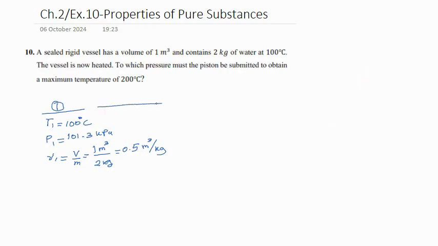So now state number 2, temperature is 200 degrees Celsius, and we need to find the pressure. As mentioned before, the state of a simple compressible system is completely specified by two independent intensive properties. One property is temperature. This is given. Now the second property is not given, and we need to find it.